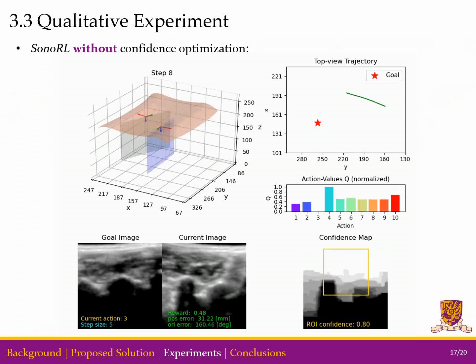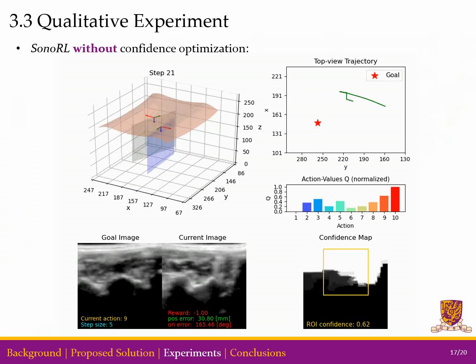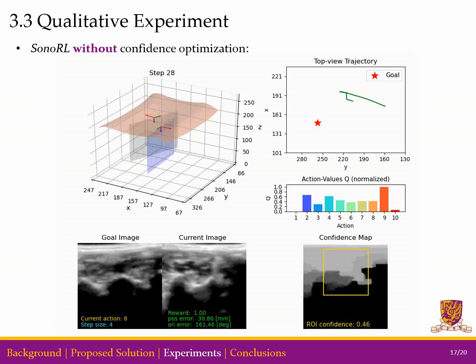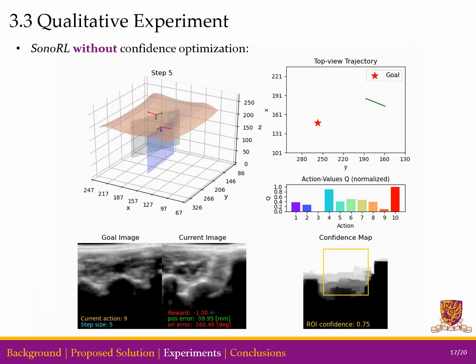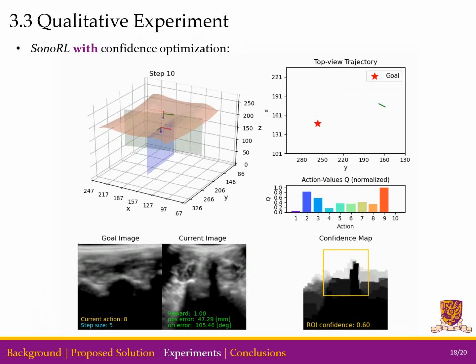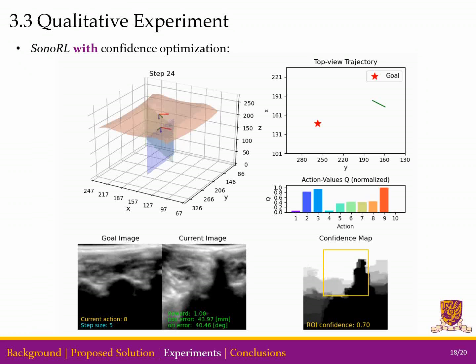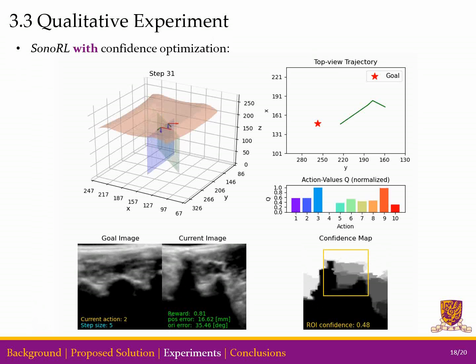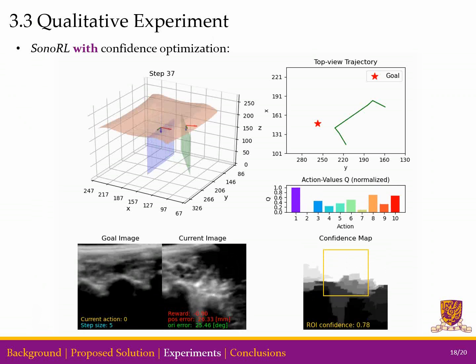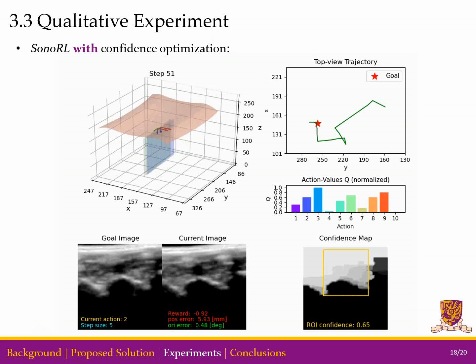We further compare the method with and without confidence improvement on a test case. As shown in the video, without confidence optimization, the agent only learns to care about minimizing the distance to goal, and it is finally stuck at a position with poor image quality. In contrast, the second agent is trained to be aware of both the distance to goal and the image quality when making decisions, and it will avoid the positions with bad image quality during navigation. Finally, it can successfully reach the standard scan plane.